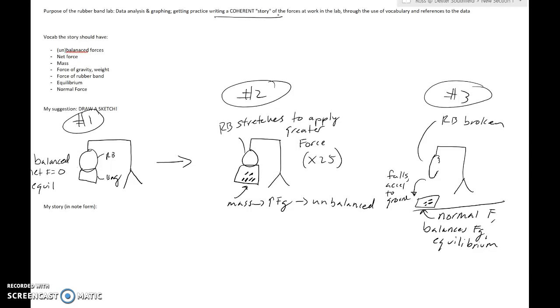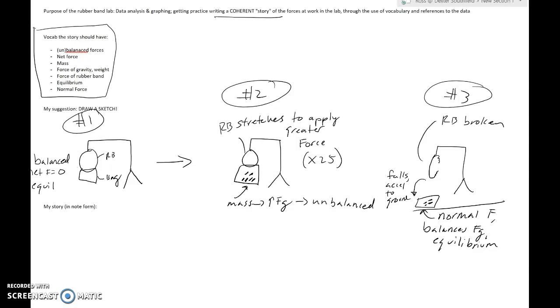So the vocab that should have been in that story is right over here. So balanced and unbalanced forces, and that's spelled incorrectly, nice, net force, mass, force of gravity, which is the same thing as weight, force of the rubber band, equilibrium, normal force. All of those terms in some way should hopefully end up in your story. So, in the story, we're using that as a fill-in for kind of the essay for the discussion section for that force and acceleration part of the lab.